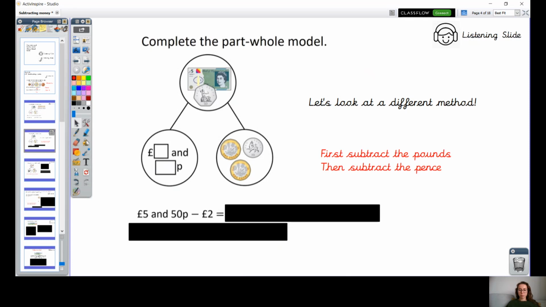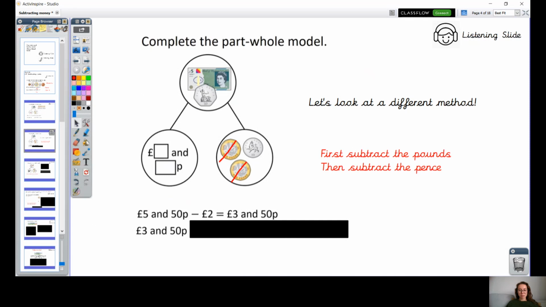Now, I know I've got £5.50 as my whole bit, don't I? First, I'm going to just take away the pounds. What's £5.50 take away £2? Well, £3.50. I've just subtracted those pounds for now. Then subtract the pence. So now I'm going to take that amount, £3.50, and I'm going to subtract the pence here, which is 10p.